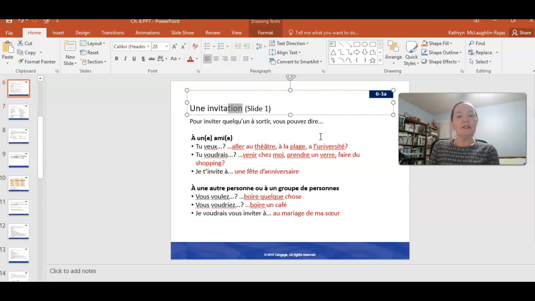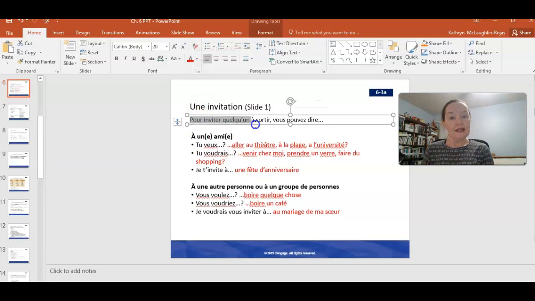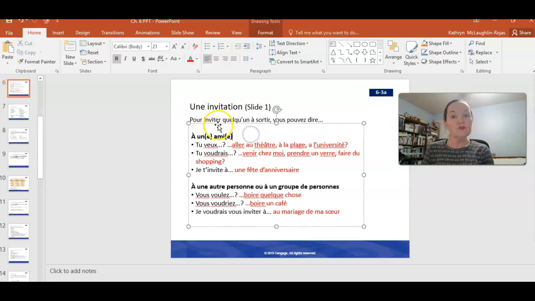Okay, so to learn a little bit of vocabulary about maybe inviting somebody somewhere and giving a response to that invitation, we see that here in this first slide. So, pour inviter quelqu'un à sortir, vous pouvez dire. So, to invite someone to go out, pour inviter quelqu'un à sortir, vous pouvez dire, you can say.